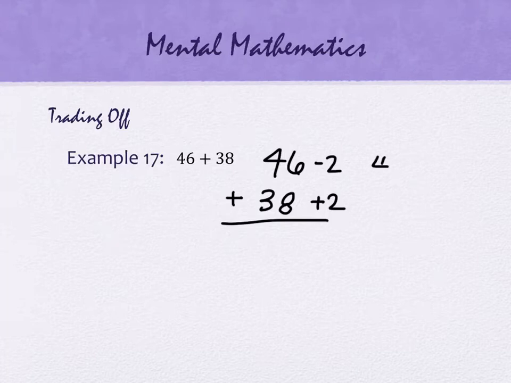Okay, so what does this do? Well, this gives me a 44 and a 40. And I don't know about you, but 44 and 40 are really easy to add together compared to 46 and 38. What's 44 plus 40? 84. You don't even have to think about it. The addition works so much faster.